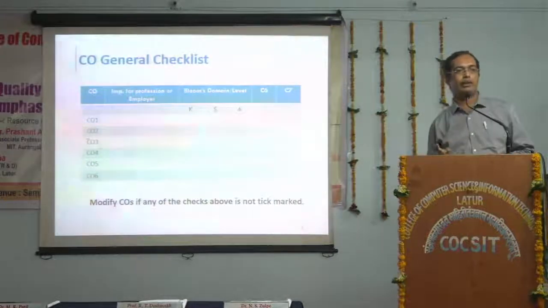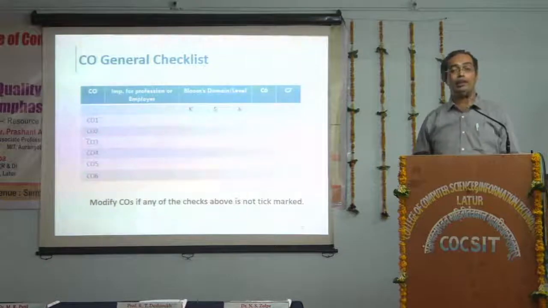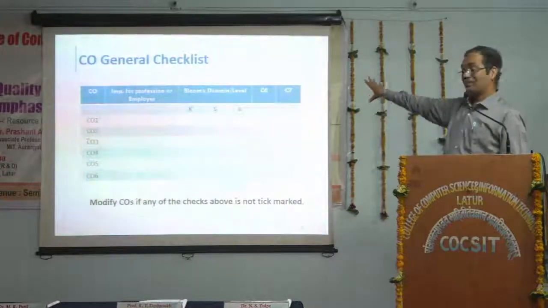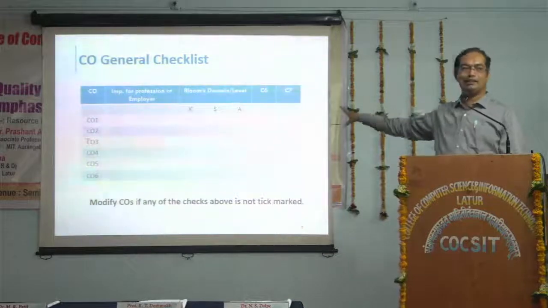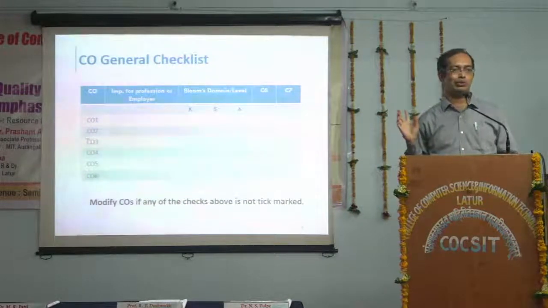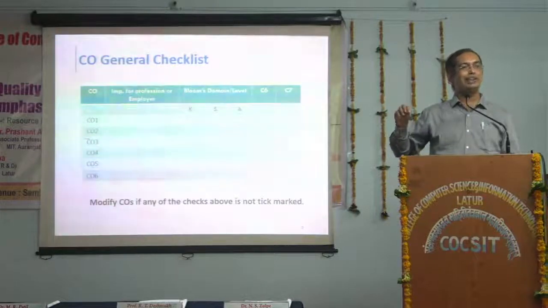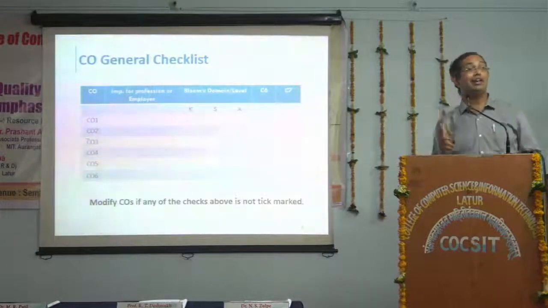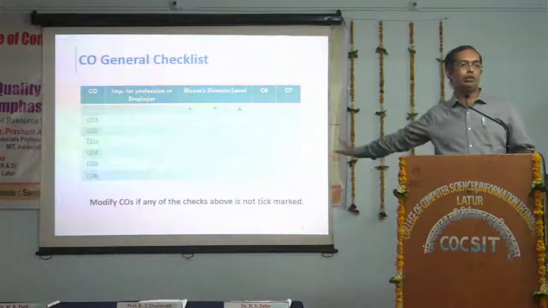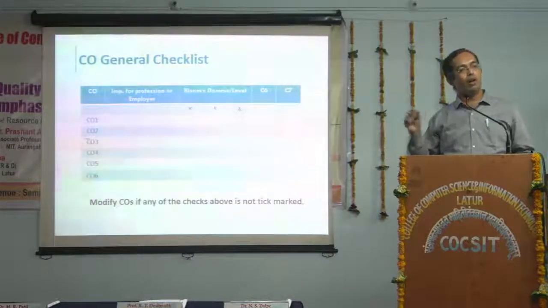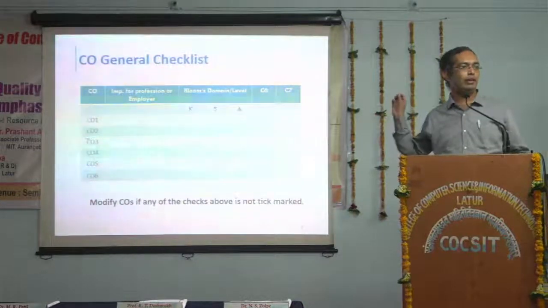So this is very important. When you start tick marking and if you feel that all the checks are not covered, in that case you need to redefine the COs, right? So this is a very easy process for checking your COs. Each course outcome you can check with this particular process, and if you feel that all the checks are done, you can say that the COs that you have formulated are correct.